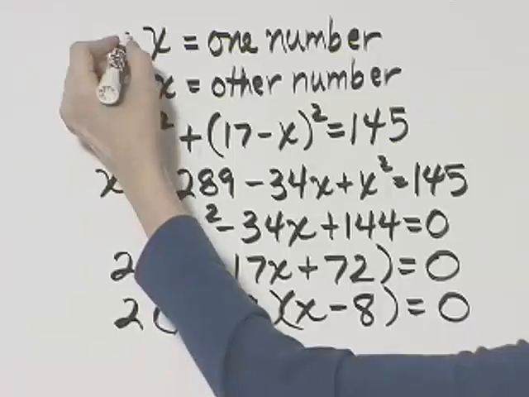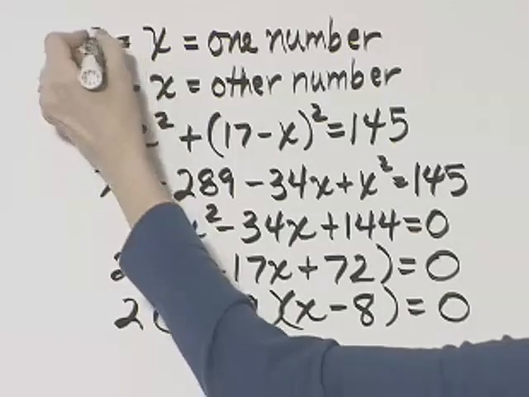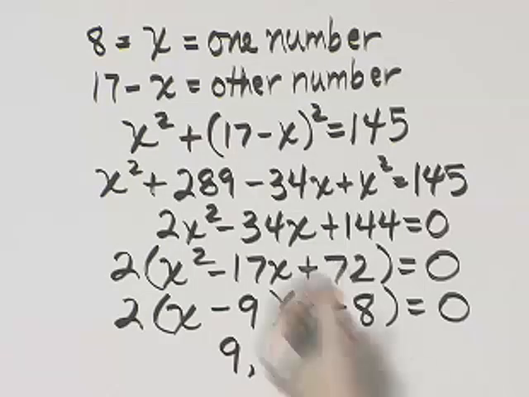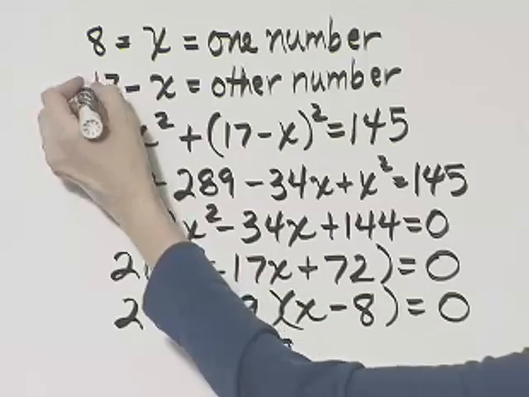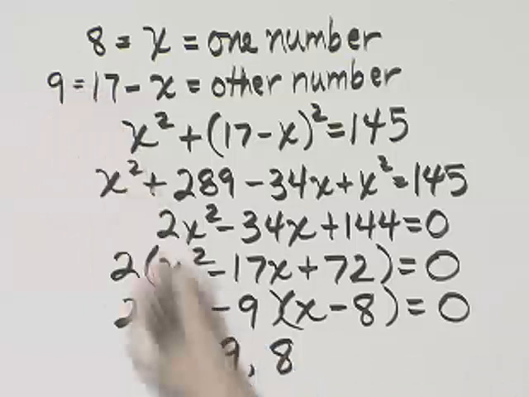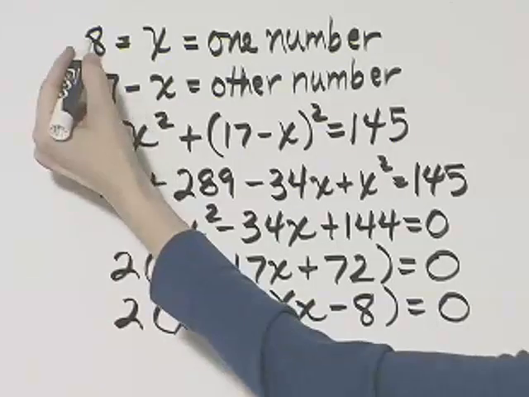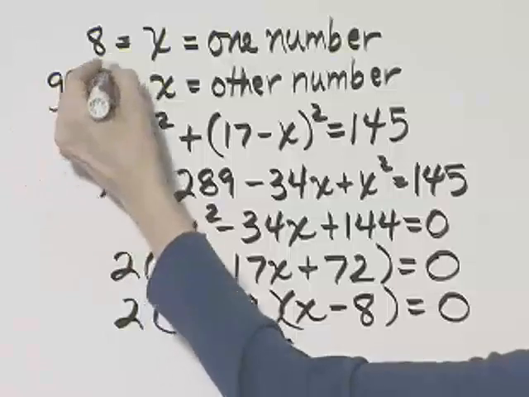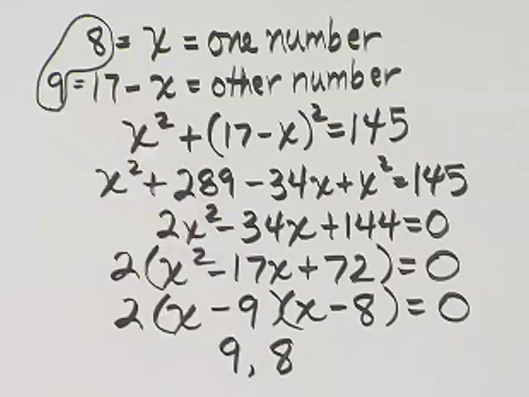In other words, if x is 8, 17 minus x is 9, so the two numbers just happen to be 8 and 9, and look what happens if this is 9. If this is 9, 17 minus 9 is 8, so we essentially get the same two numbers, 8 and 9. You check, their sum should be 17, and the sum of their squares should be 145.